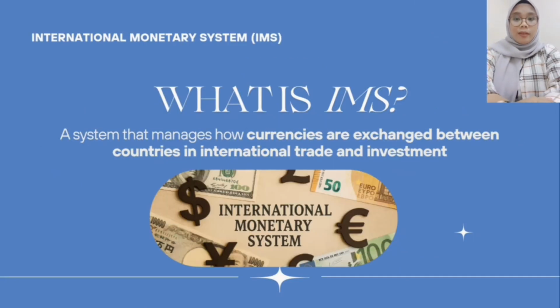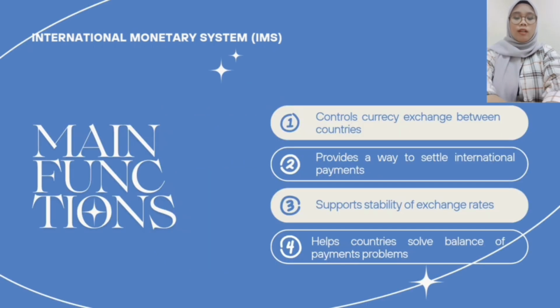International Monetary System (IMS) is a system that manages how currencies are exchanged between countries in international trade and investment. The main functions are controls currency exchange between countries, provides a way to settle international payments, supports stability of exchange rates, and helps countries to solve balance of payments problem.